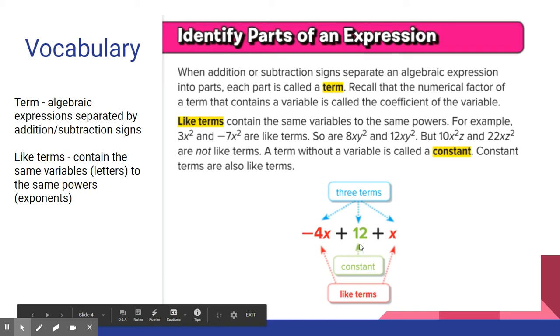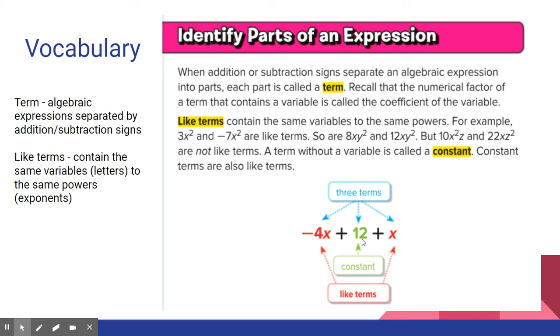By the way, this is called a constant. It has no variable with it, so it's called a constant because it doesn't change. Variable, whatever that x is, that's why this varies. So that's why it's called a variable. It's called a constant because it doesn't have a variable and it's always going to be 12.